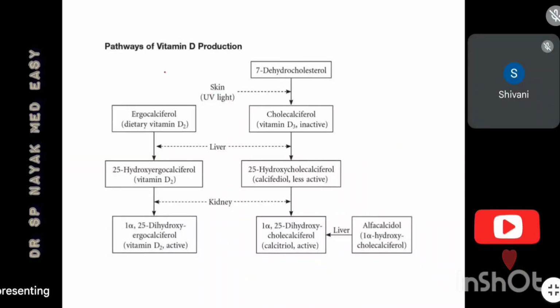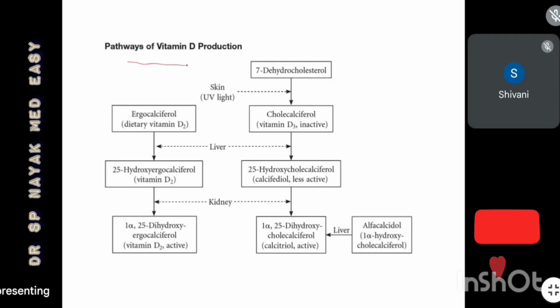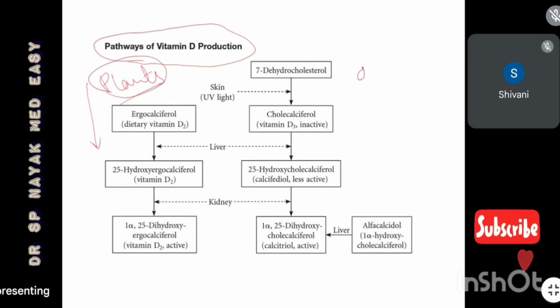This is the pathway. We have two pathways. Mainly these are two pathways for synthesis of vitamin D. We usually follow this pathway. This pathway is seen in plants, and this pathway is seen in animals. Okay, so this is the pathway of vitamin D synthesis.